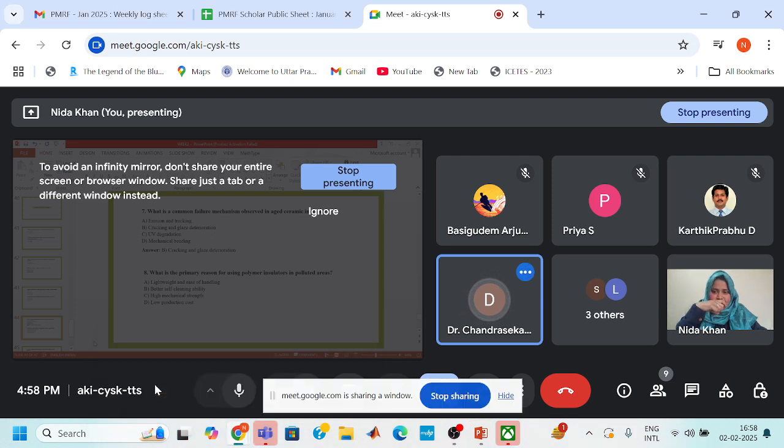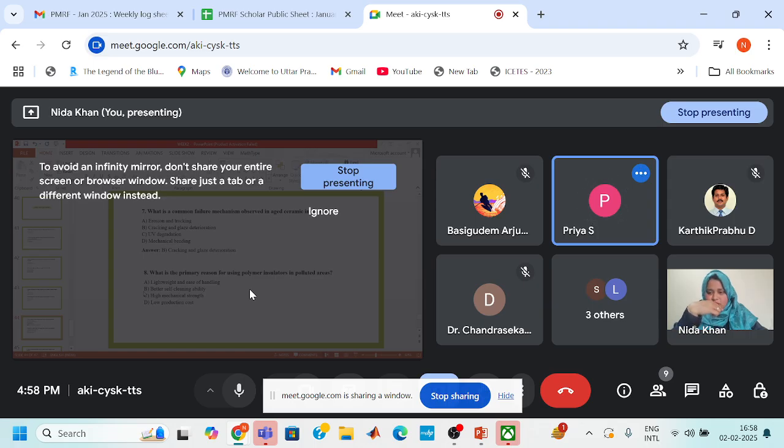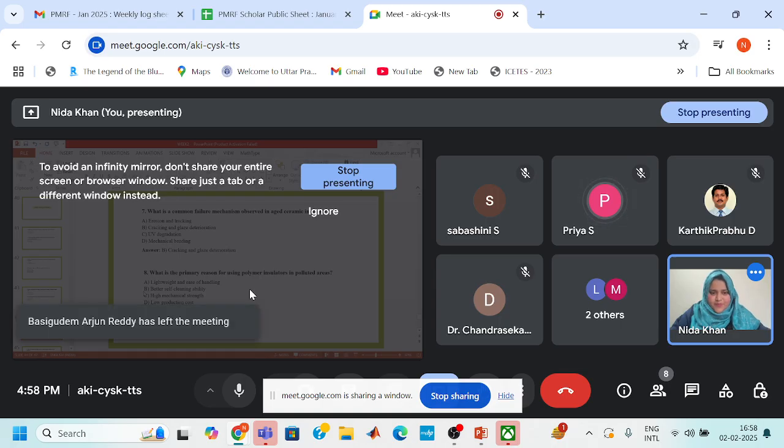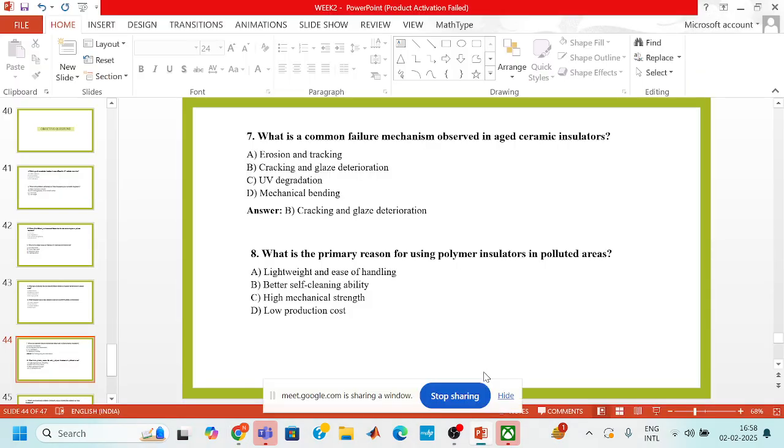Better self-cleaning ability. Okay, any other? Low production cost. Any other? Okay. Who said self-cleaning ability? Actually, sir, self-cleaning property is the property of glass insulators. We have discussed. Okay. The correct option is lightweight and ease of handling. This is the main property for polymer insulators.